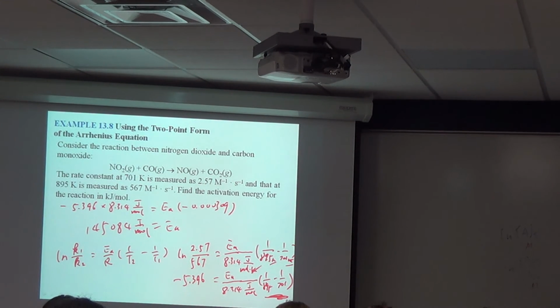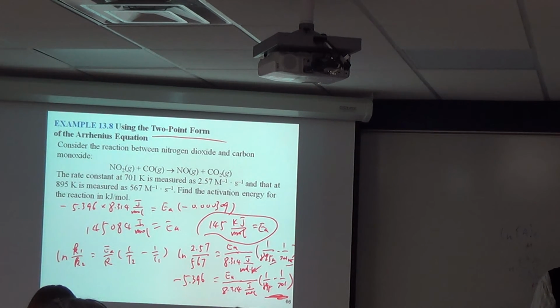No question? Okay, good. And then you can change the joule; usually it should be kilojoule for the EA. Okay? So then just one more step. So this becomes 145 kilojoule per mole equals EA. I think that's it. So this was one of the typical problems, the so-called 2.4 of the Arrhenius equation.